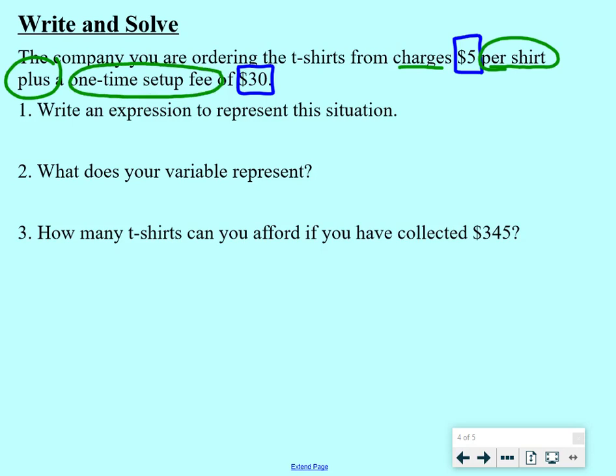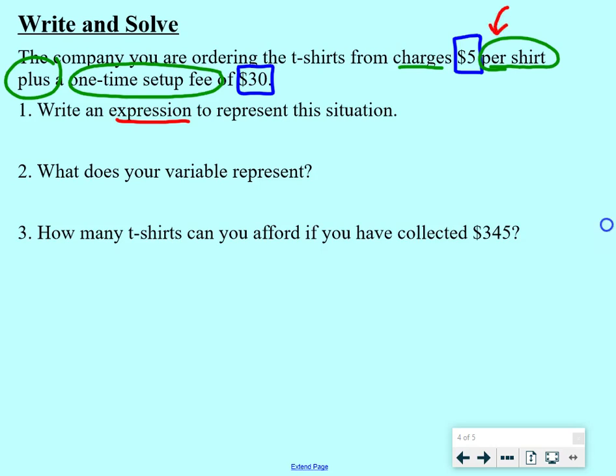Alright. Underline the question. Well, right now we don't have a question. Our question is going to come later. It's going to come in step 3. And we don't have to cross anything out because we need all of this information. So, number 1, write an expression to represent the situation. Remember, expression has no equal sign. So we just are going to write an expression.